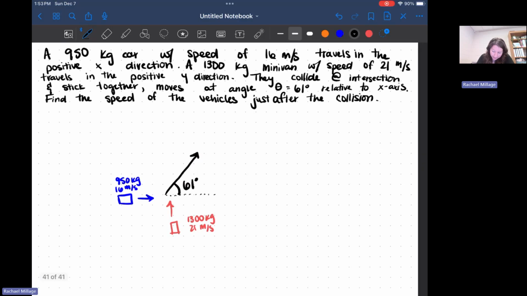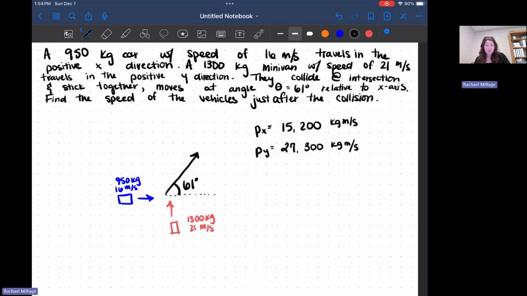So my momentum in the x direction is going to be my momentum of my car that's moving in the x direction, right? If these cars were not moving in parallel with the axes, we would have to split them up into their x and y components like we've done for other types of problems. But in this case, I only care about my car moving in the x direction. So my momentum in the x direction is going to be its mass of 950 kilograms times its speed of 16 meters per second, which means that I have a momentum of 15,200 kilogram meters per second in the x direction. My momentum in the y direction is going to be just the momentum of the red car, which is going to be 1,300 times 21, which is 27,300 kilogram meters per second.